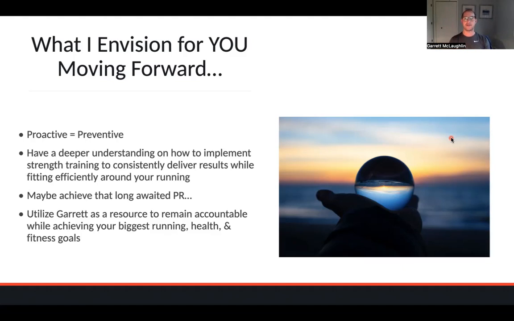year. But we want to really incorporate strength training in as efficient a manner as possible, knowing that more is not better, better is better. So if we can simplify and really have a good, simple, effective program, I think that's where you see the most results moving forward. And then obviously using me as a resource.